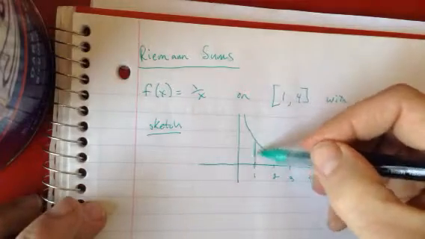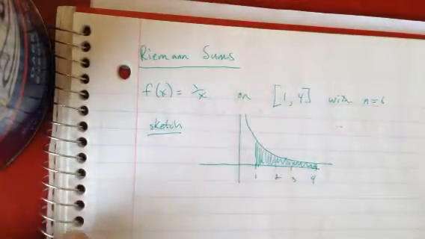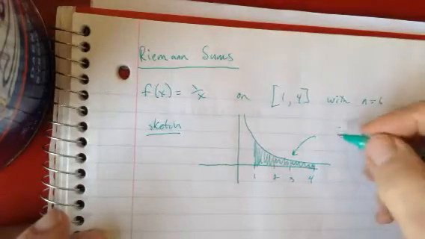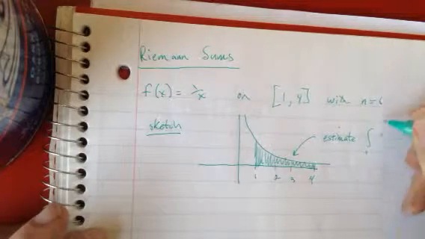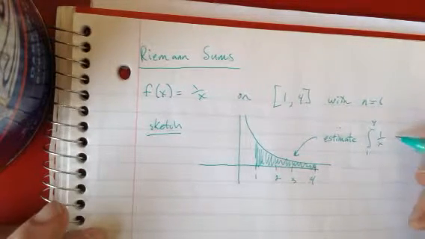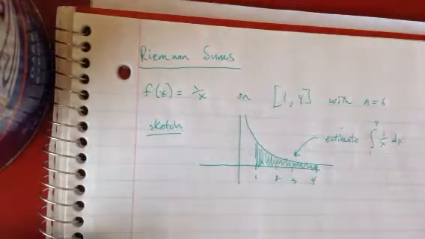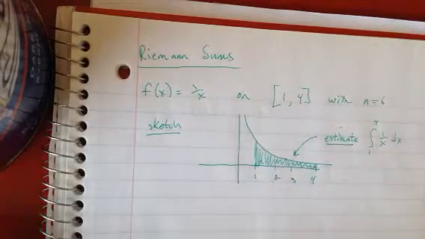So what we're looking for is this area right here. We want to estimate the area from 1 to 4 of 1 over x dx. And the way we're going to do that is we're going to use a Riemann sum with n equals 6.